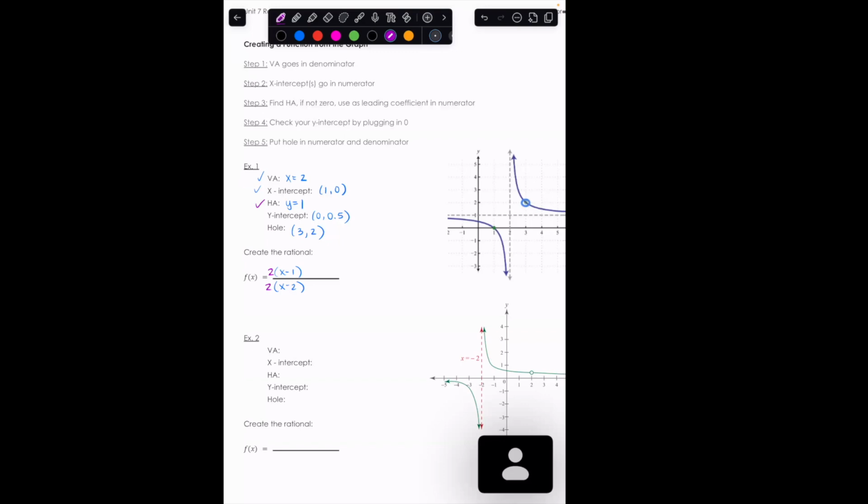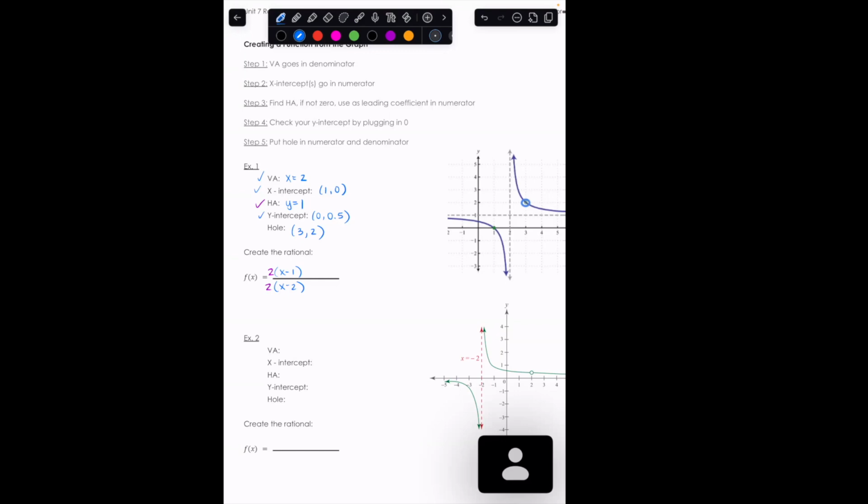So check your y-intercept by plugging in 0. I need my y-intercept to be 0.5. So if I plugged in 0 here, this would be -1. If I plugged in 0 here, this would be -2. 1 over -2 is 0.5, so that works. So I don't have to fix anything there.